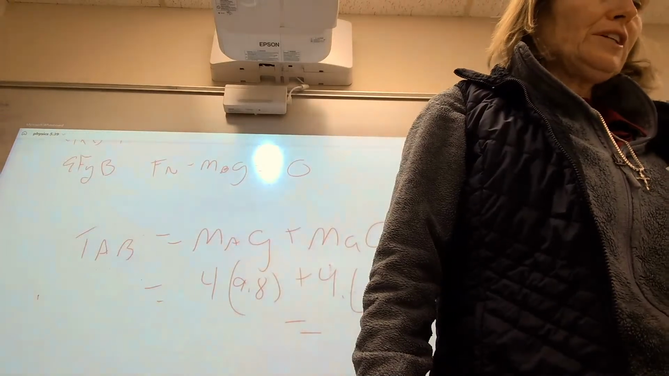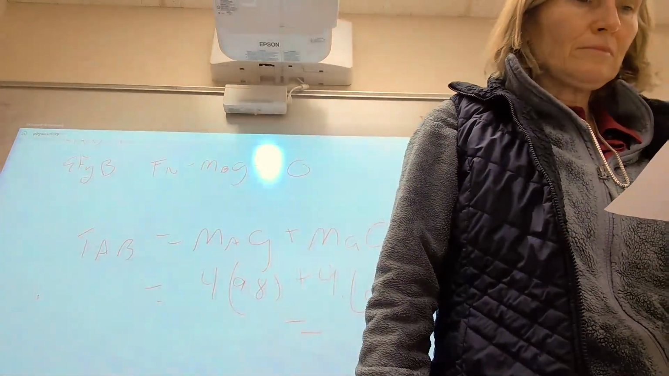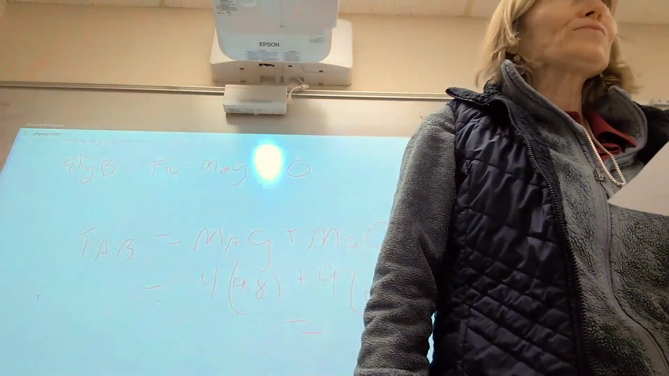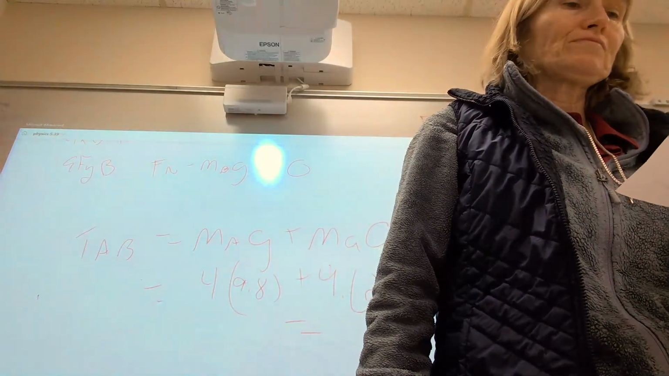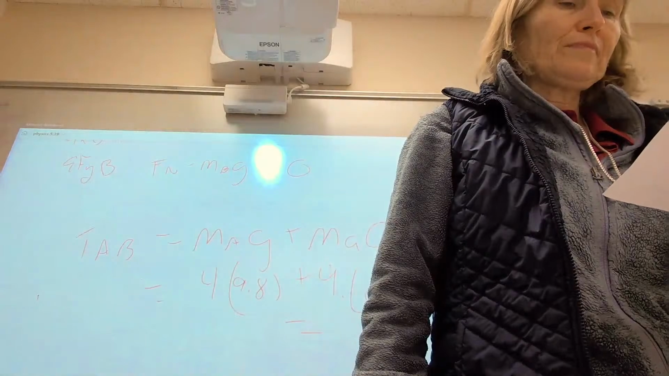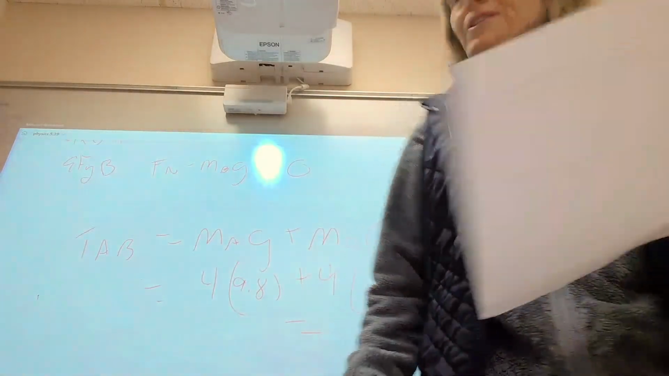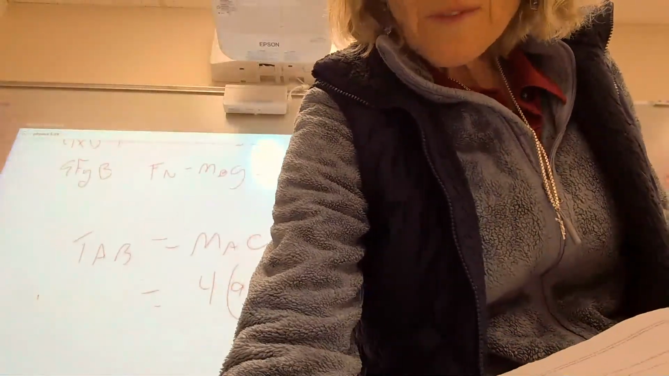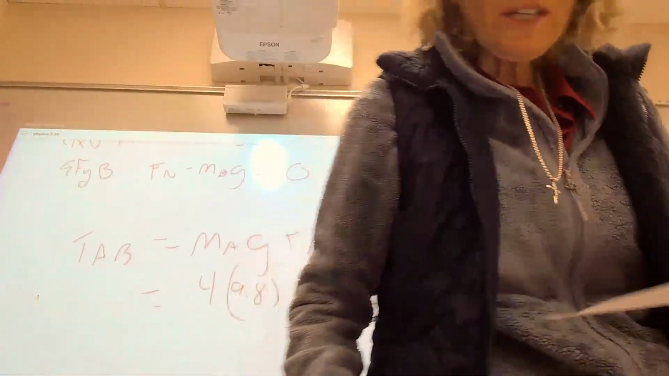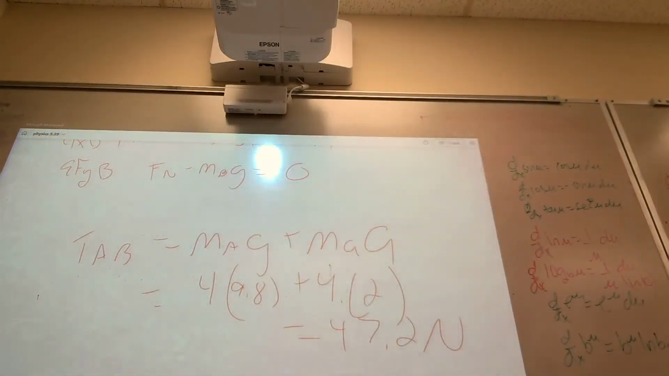Lincoln, did you get TAB? Connor, did you get it? I got 71.45. I mean, wait, which one? This one right here, TAB. I think I got 47.2. Yeah, that's right. Sorry, I think I did the other one. Okay, so we get 47.2.